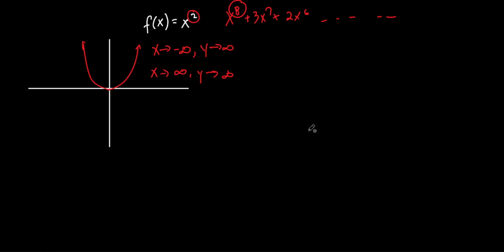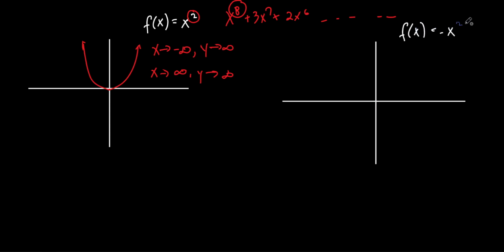What if it was a negative? What if it was still an even exponent, but it was a negative? What if it was f of x equals negative x squared? What's going to happen to that graph? Yeah, all it does is flip it down. So if it's a negative, it looks like this. And again, let's do the end behaviors. That's what this portion of this lesson is all about, the end behaviors.